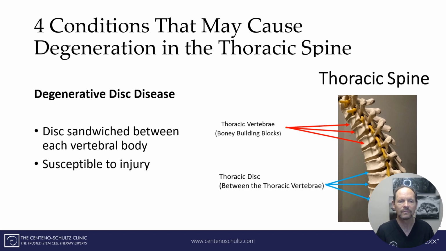Number 2 is degenerative disc disease. Again, the disc is that shock absorber or wafer between each vertebral body. It's susceptible to injury from either sports, repetitive actions, or trauma like a motor vehicle accident. It's depicted here. Here's a side view of the thoracic spine. The bony building blocks that make up the spine are here and here. And sandwiched in between each of these is a cushion, an important shock absorber that's known as the disc. It is also susceptible to injury.